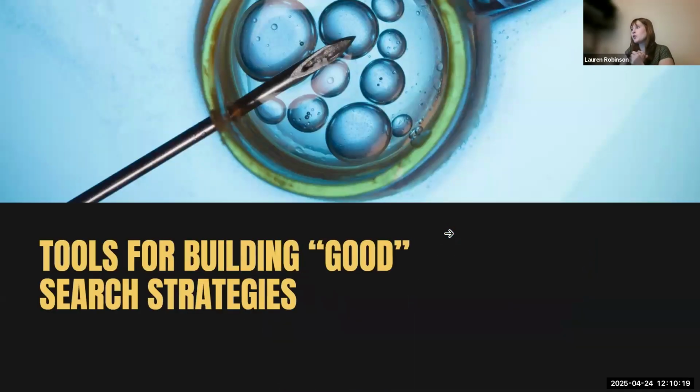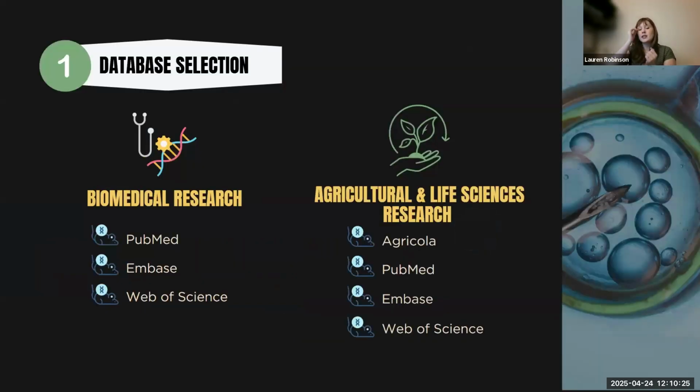Okay, so tools for building search strategies. This is where we're going to spend the bulk of our time. The first one is database selection. So I'm going to talk a little bit more about this. These are some databases we offer here at the University of Kentucky Libraries. For biomedical research, I recommend PubMed, Embase, and Web of Science. There are some other ones like PsycInfo that you might use on occasion, depending on your area of research.